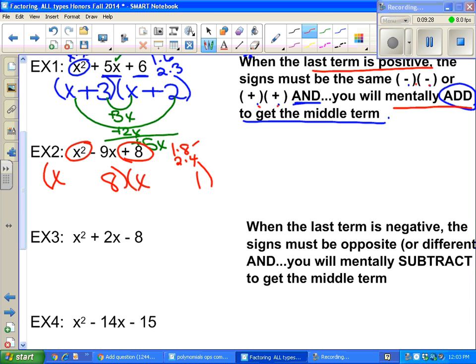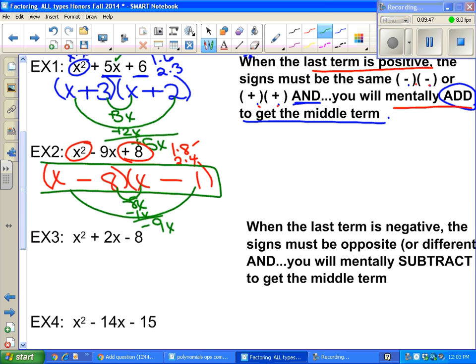But this time when I do that mental check step, they have to mentally add to be negative 9. So that's going to give me 8x, and that's going to give me 1x. I need that to be a negative 8, and I need that to be a negative 1 so that it adds to be negative 9. So I'm going to need a negative sign here and here, so it's minus minus this time. This is my final answer.